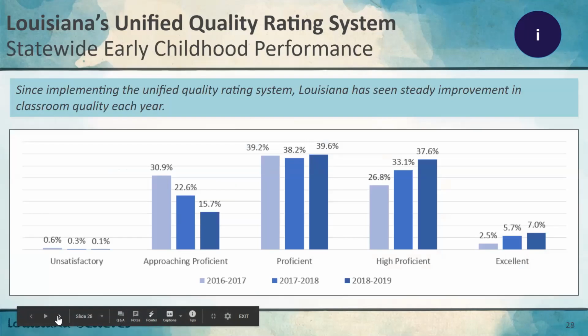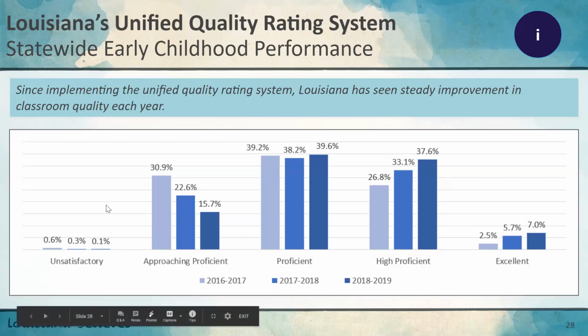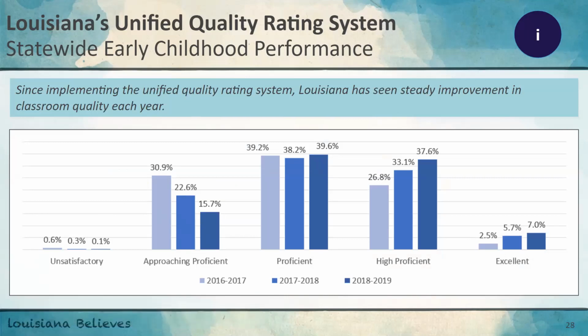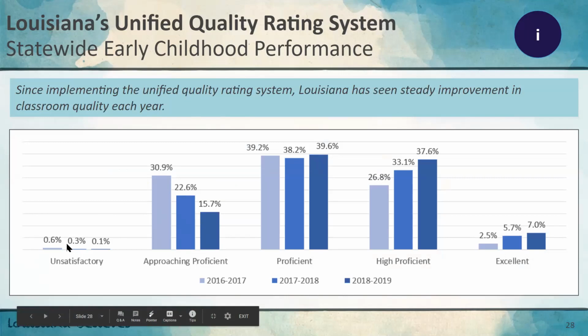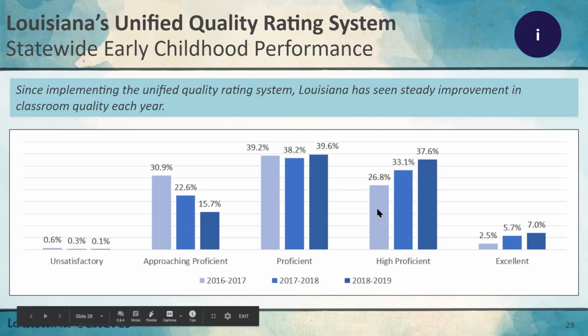I want to share a little bit about our statewide improvement on our early childhood quality rating system over the course of the last few years. We have seen really impressive and steady incremental improvement over the course of the years that we've implemented the unified quality rating system. So this data that you're looking at here shows 2016, 2017, all the way to 2018, 2019. And what you can see is that each year there's been a decrease in the percent of sites that are scoring unsatisfactory or approaching proficient, and an increase in the percent of sites that are scoring high proficient or excellent.